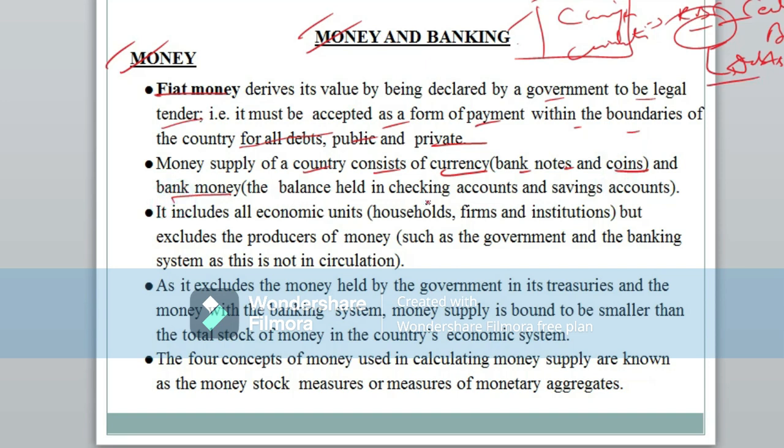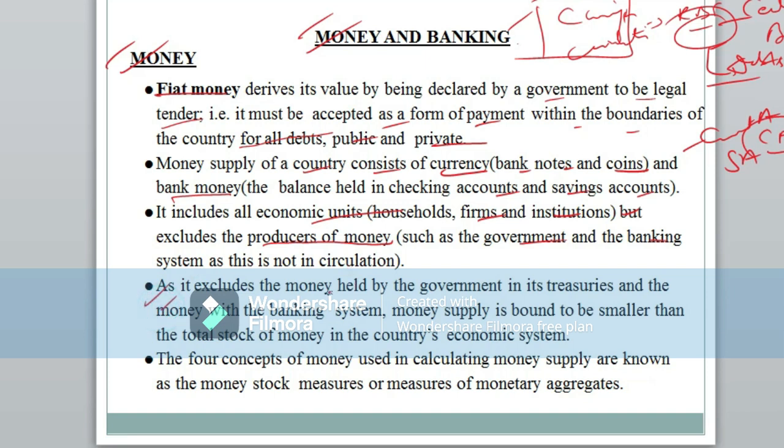So the balance held in checking accounts and savings accounts, current account and savings account, तो कासा में जो मनी पाया जाएगा, जो लोग रखेंगे, डिपॉजिट होगी, that is also included in the fiat money. It also includes family units of household, firm and institution, but excludes the product of producers of money such as government and the banking institutions. This is not in circulation.